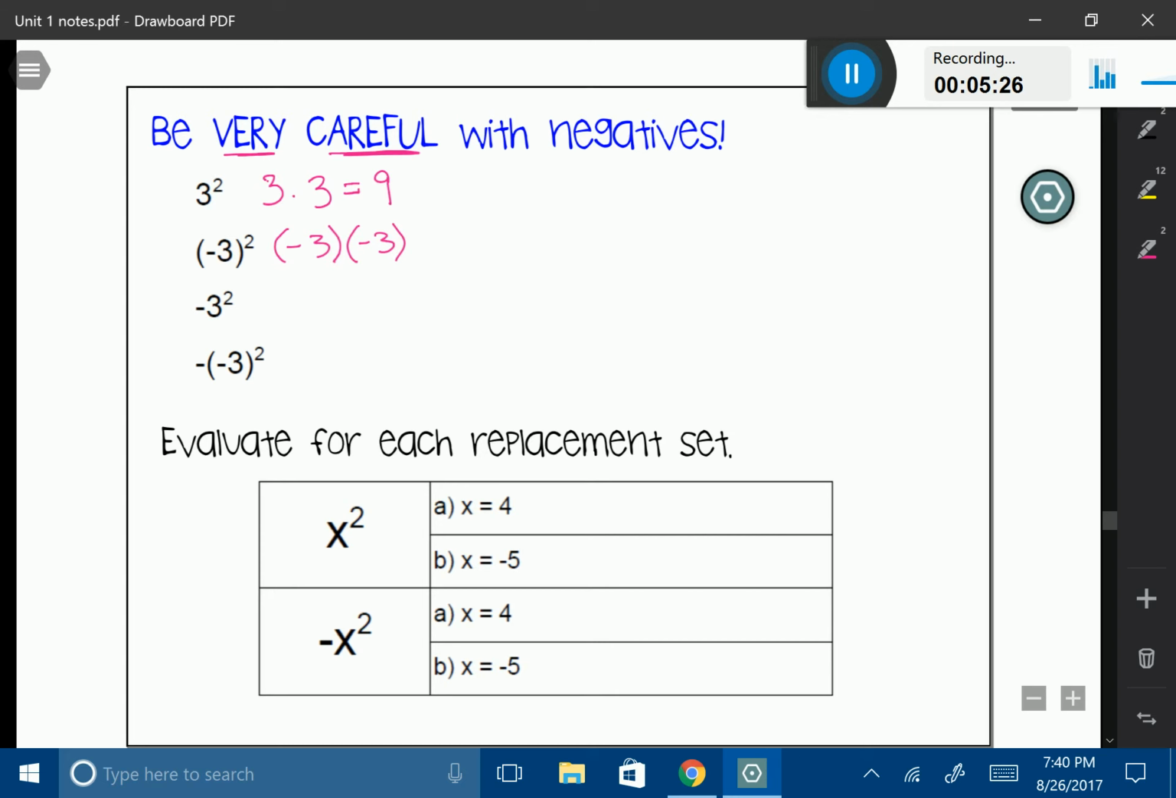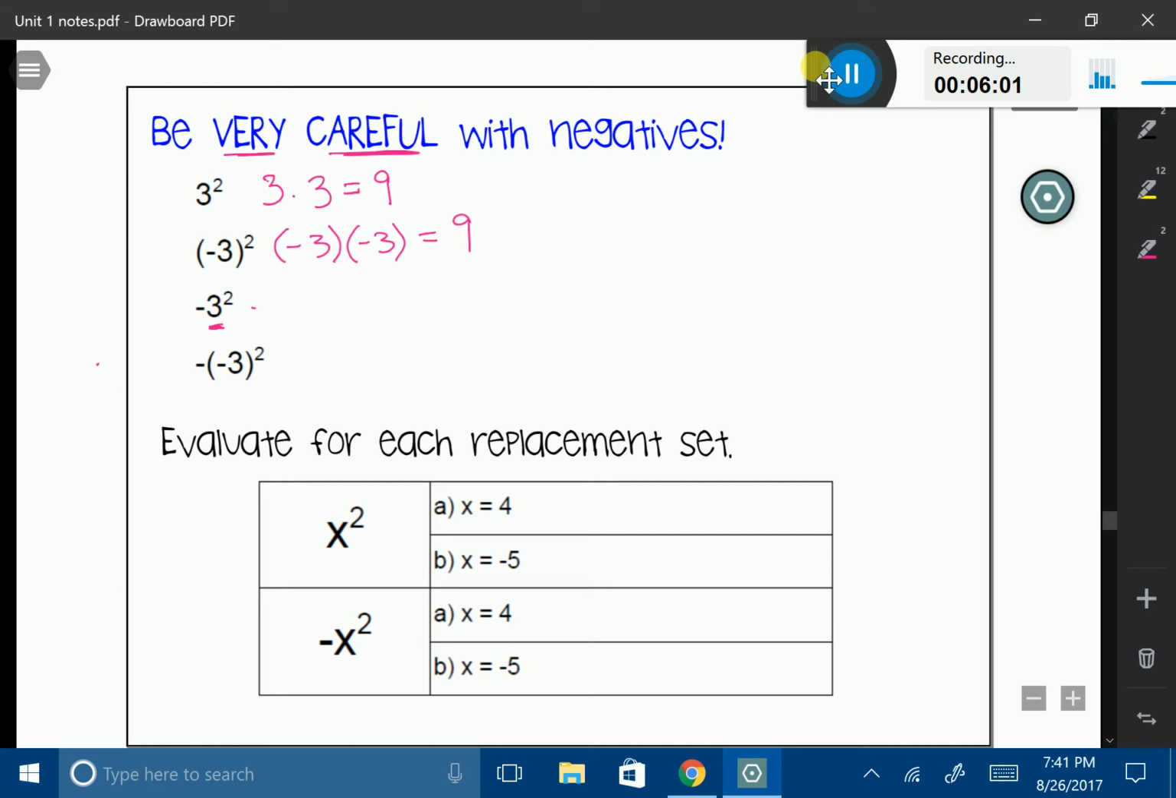So you'll notice that I have negative 3 times negative 3, and that's going to give me 9 as well. Interesting that both of them are positive 9. Now, this is where it gets tricky. In the next one, you notice that there are no parentheses. Well, no parentheses means that the base number is actually the number by itself. If you remember from the last lesson with absolute value, we had that imaginary negative 1 out front. Well, technically, there's an imaginary negative 1 outside the 3.